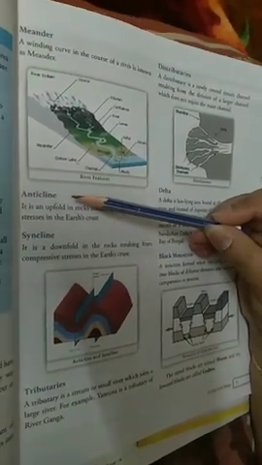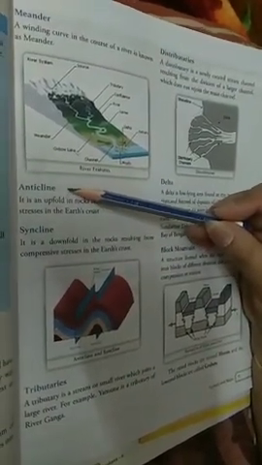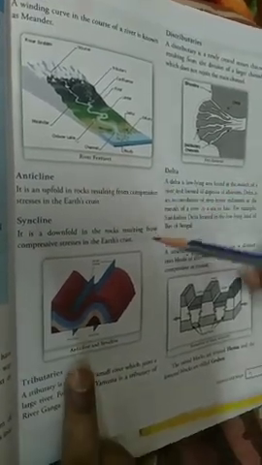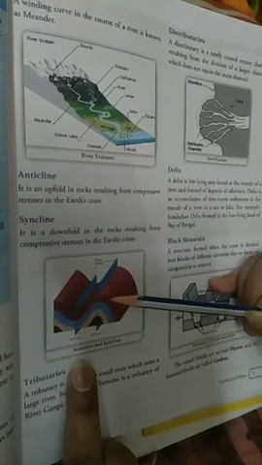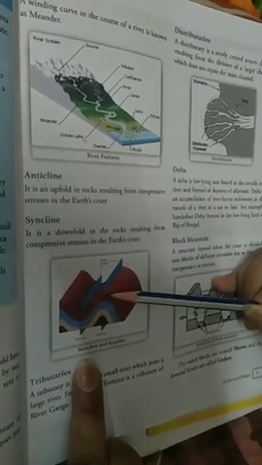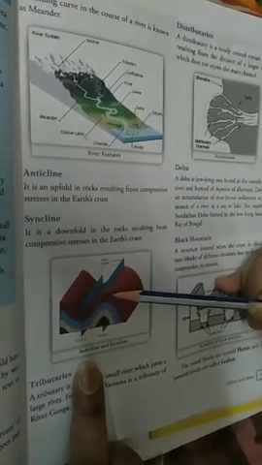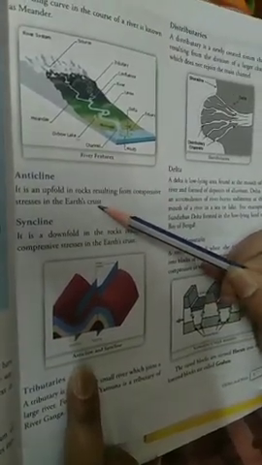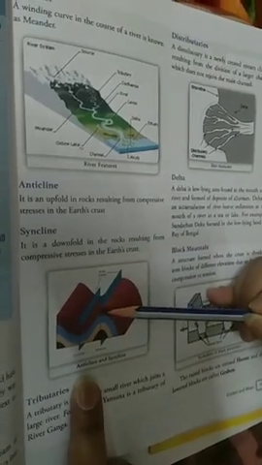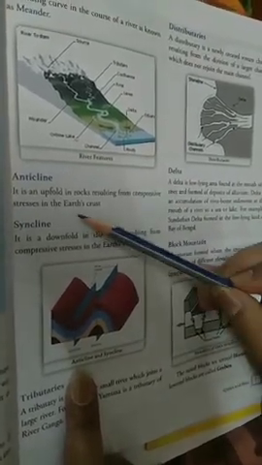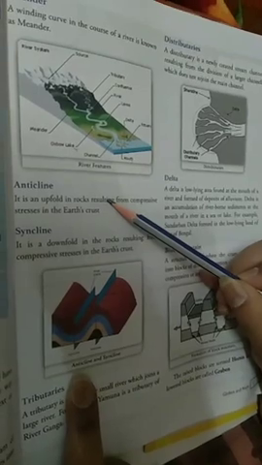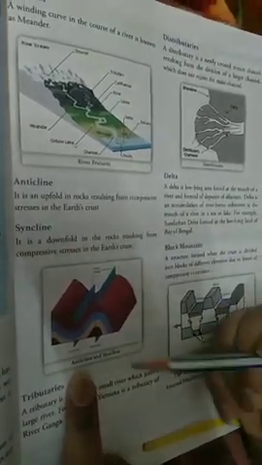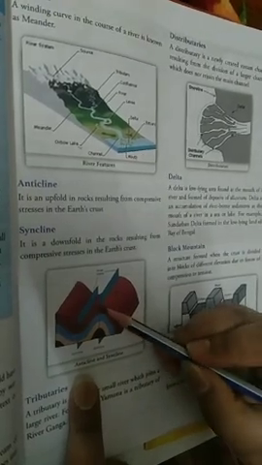Now let us see the next heading, and that is anticline. Even you can see in the diagram also, it is an upfold in rocks as a result of compressive stresses in the Earth's crust. Again you see it is an upfold in rocks resulting from compressive stresses in the Earth's crust. This is the one.